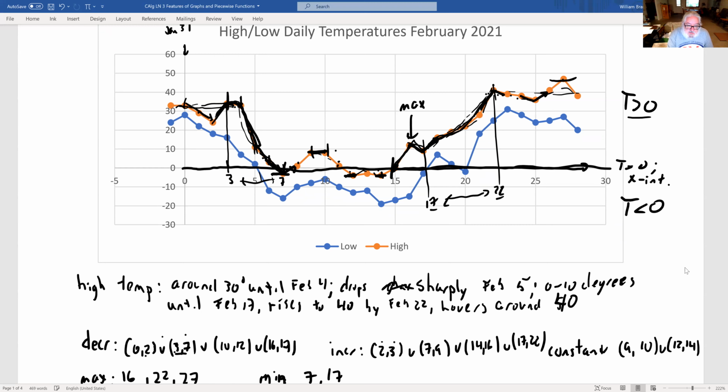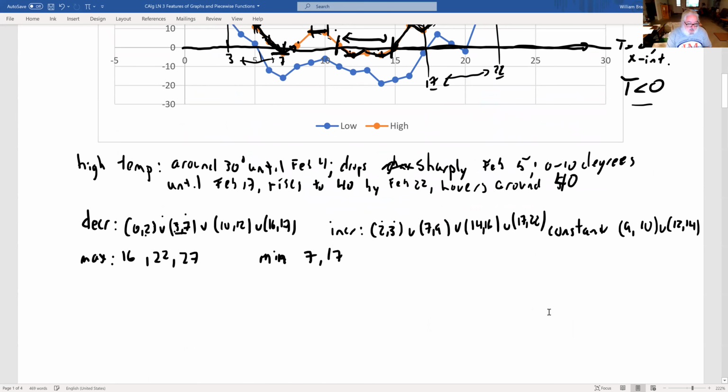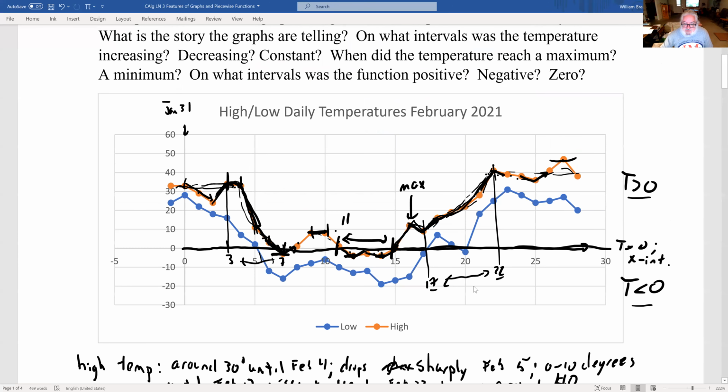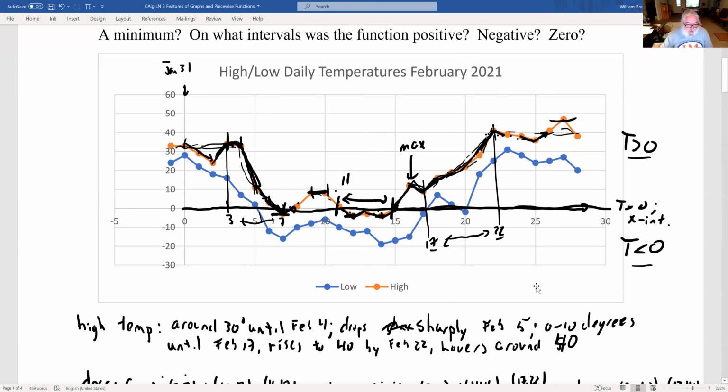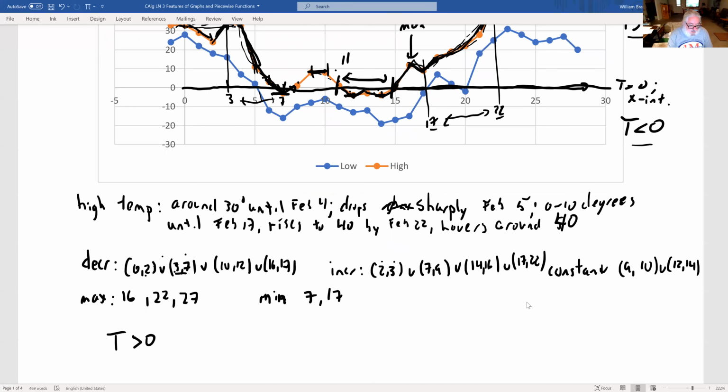Between the 11th and the 15th, the temperature was below 0, right? And so the temperature is negative. And again, we want to look at these by indicating intervals on the x-axis. So the temperature was positive from day 15 all the way to the end. That would be 15 to 28.